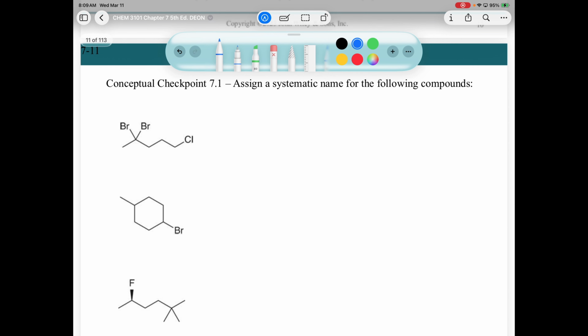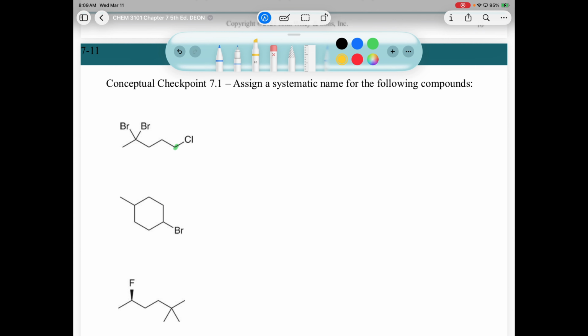So let's see if we could name a couple of compounds here. Maybe you guys have given these a try already. I gave them a try. Okay, so if we look at the first compound, could anybody tell me how many carbons are in the longest chain of this first compound? Total number of, there's 5, right? There's 5 carbons.